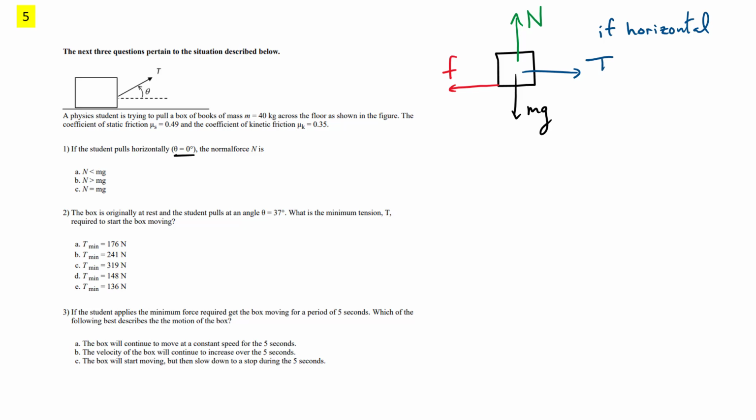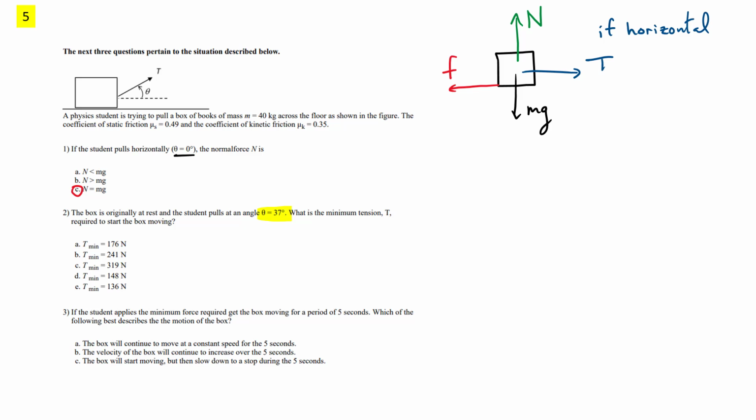So you see from this figure that the normal force simply has to be equal to the weight. So that one must be choice C, the best one. All right, so no need to do anything else for that one. Now the box is initially at rest, and the student pulls at an angle now of 37 degrees. What is the minimum tension T required to start the box moving?